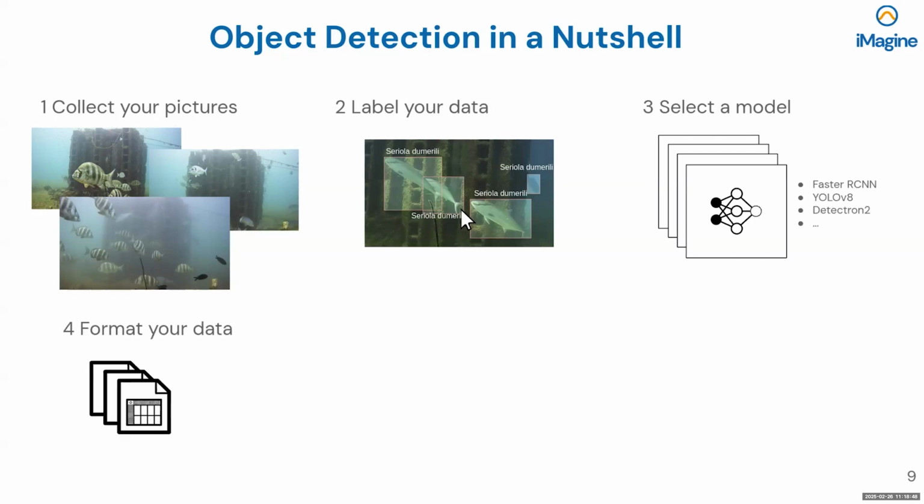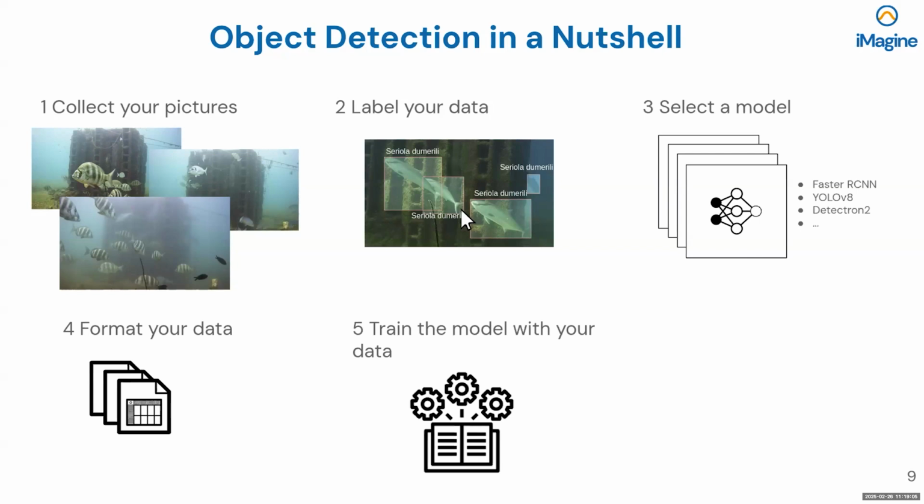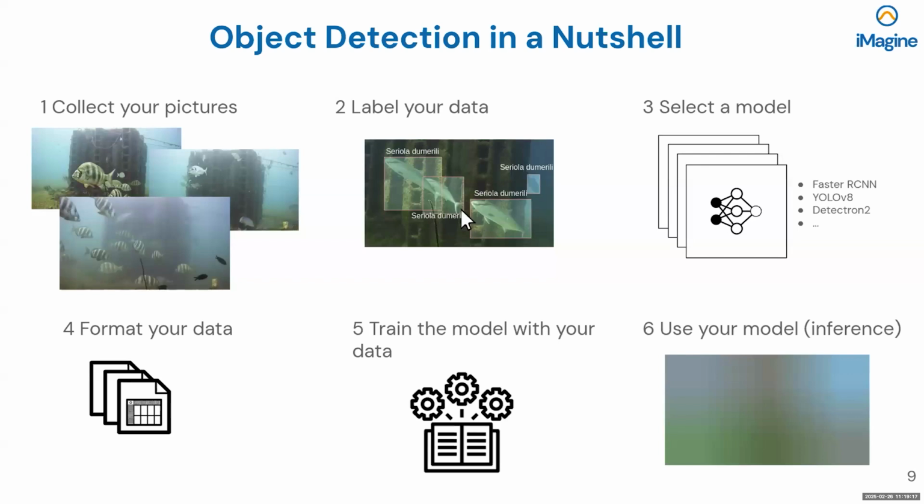We will need to format the data to match this model. Each model has its own specificities, and we need to format the labels, format the files to allow the model to understand it. And then we need to train the model with the data. This is the step where the knowledge that we put into the pictures and the labels is transferred to the machine. And finally, once the training is done, and if everything went as planned, then we can use this model to do inference. So basically to do predictions of fish or any kind of object inside your pictures.